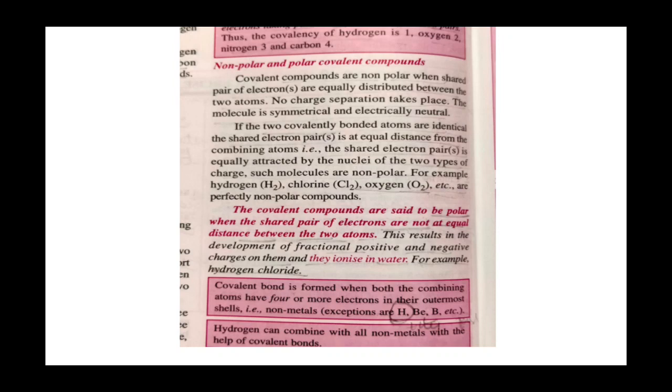So now the point is this: what do you mean by equally distributed? This is when a covalent bond is formed between atoms having the same electronegativity, or when the electronegativity difference is very negligible or zero, or you can say very less. In that type of molecule or compound, non-polarity will be produced. That means, for example, hydrogen.